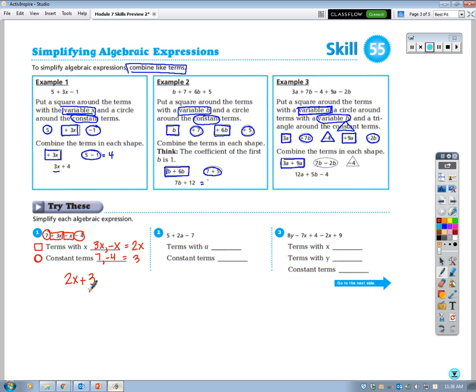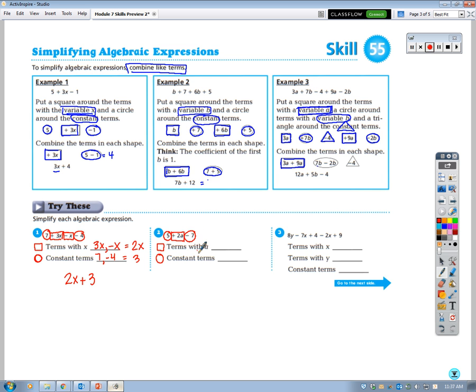Okay, let's go ahead and move on to 2. I've got terms with a, those are my variables. I'm going to put a square around my variables, and I'm going to put a circle around my constants. So 5 is a constant. It has no variable attached to it. I've got 2a, and I'm including that plus sign, so it's a positive 2a. And then I've got a negative 7. That's a constant, so I'm going to put a circle around it.